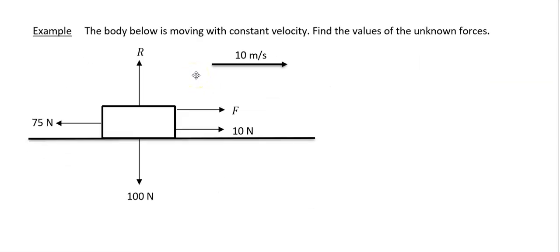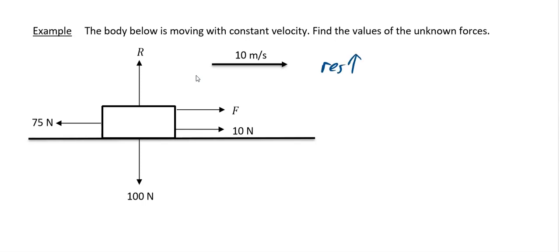Next example, it says the body below is moving with a constant velocity. Find the values of the unknown forces. This example throws people because you've got this velocity. There is no need to worry, because of Newton's first law. It doesn't matter if it's stationary or moving at a constant velocity. The same thing happens. The overall resultant force in any direction is zero.